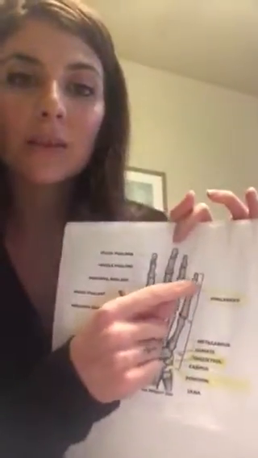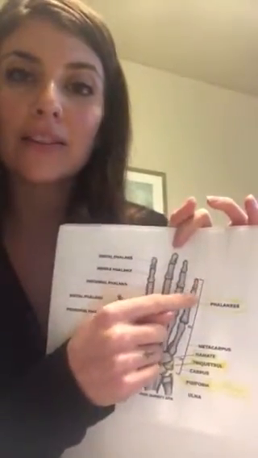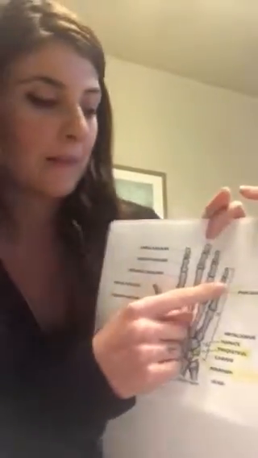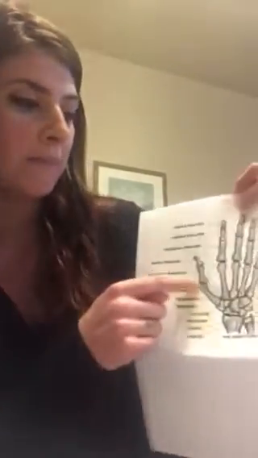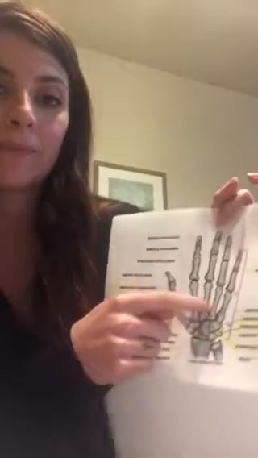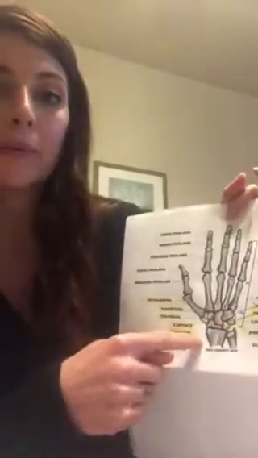Trying to beat the clock. Now we have the hand and the wrist. We have the phalanges, which is the top part of the digits of our hand. And then we have the metacarpals here. And then we have the 8 small carpal bones.